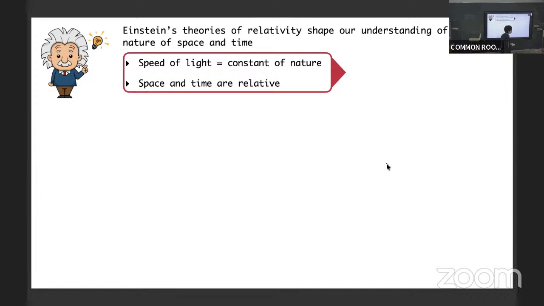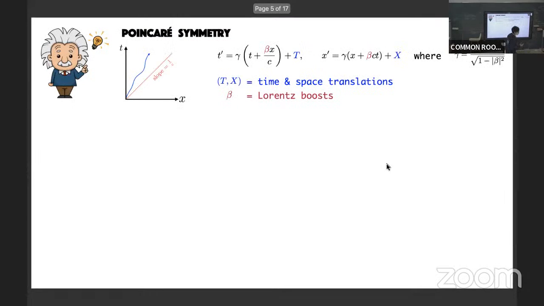And these two principles together lead to a type of symmetry of physics and space-time. This is what people call the Poincaré symmetry. And what is the Poincaré symmetry? Basically, it is a symmetry of your physical theory in space-time.